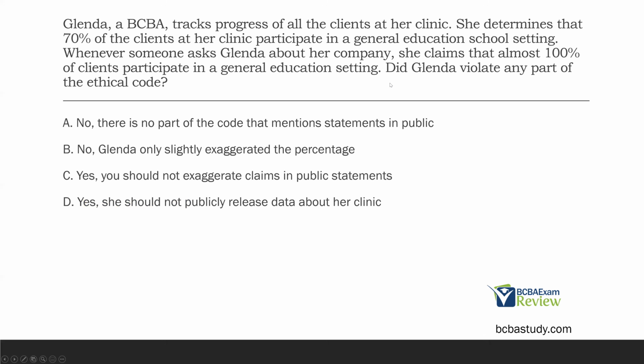Linda, BCBA, tracks progress of all the clients at her clinic. She determines that 70% of the clients at her clinic participate in a general education school setting. Whenever someone asks Linda about her company, she claims that almost 100% of clients participate in a general education setting. Did Linda violate any part of the ethical code? Now, this is where ethics gets a little dicey.